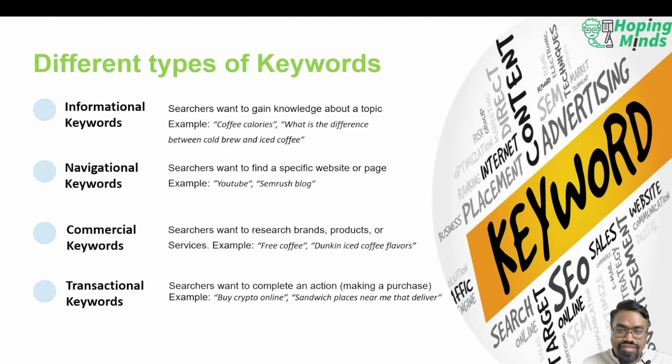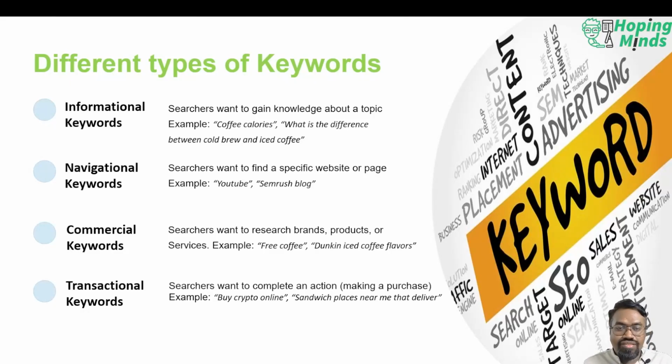Then come commercial keywords. What are commercial keywords? Searchers want to research brands, products, or services. These become commercial keywords. Let me give you an example. I am looking for sneakers, and I know which brand I am looking for. I'll put that brand name and then sneakers after it. For example, I need sneakers from the Adidas brand, so I'll put Adidas sneakers. It will give me all the sneakers listed on the Adidas website. So using this keyword, known as a commercial keyword, I know the brand, I know the keywords, and hence I'm reaching their website with these keywords.